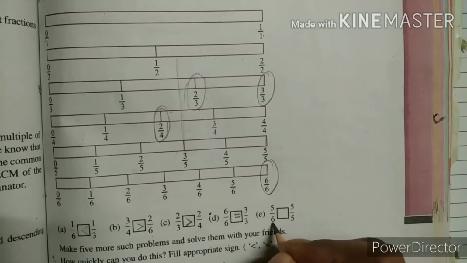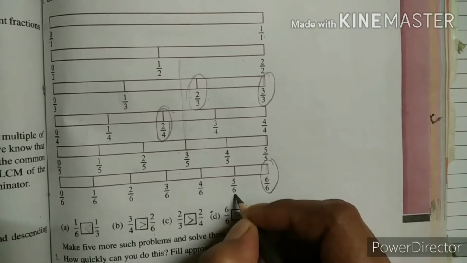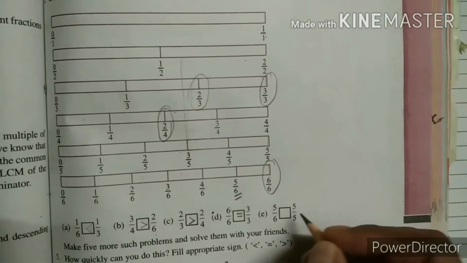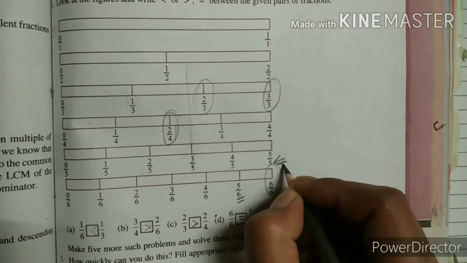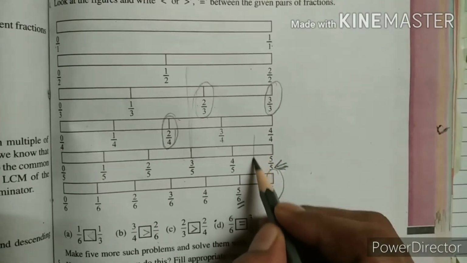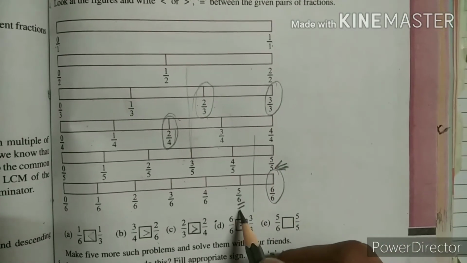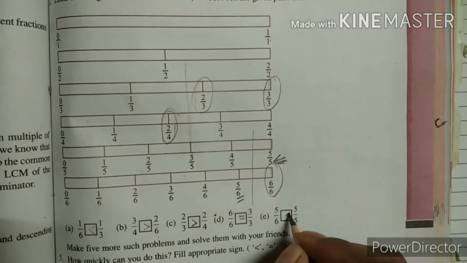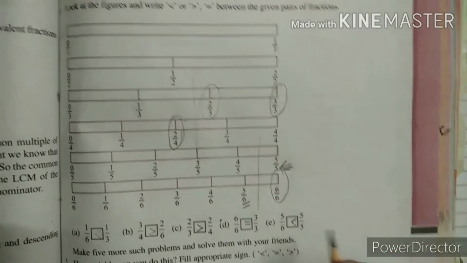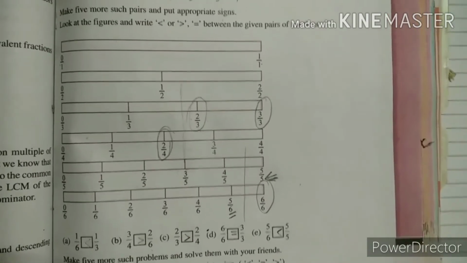Now 5 by 6. Where is 5 by 6? 5 by 6 is here, and 5 by 5. Where is 5 by 5? Here is 5 by 5. If I draw a line, on the right of the line is 5 by 5. So it will become greater. So here we completed question number 4.